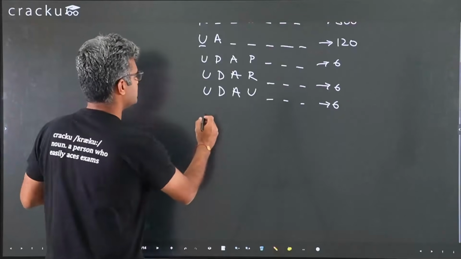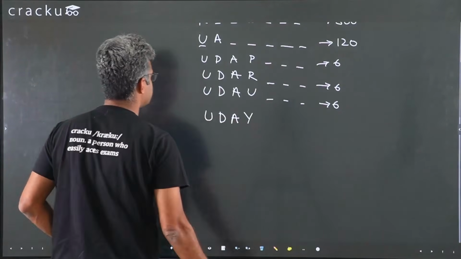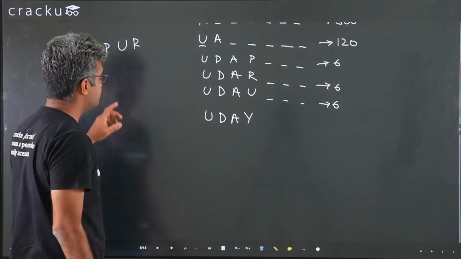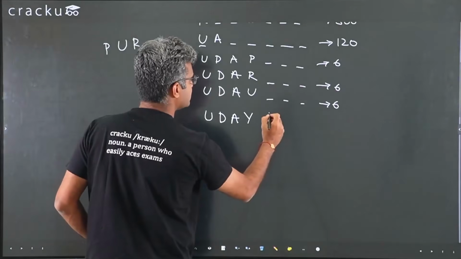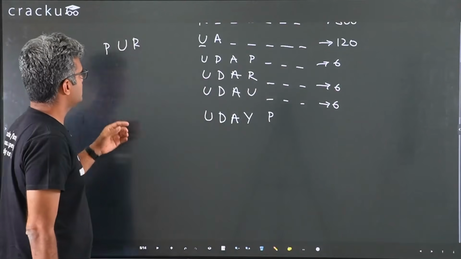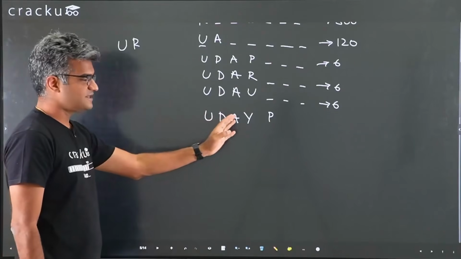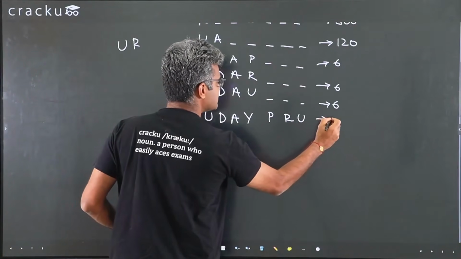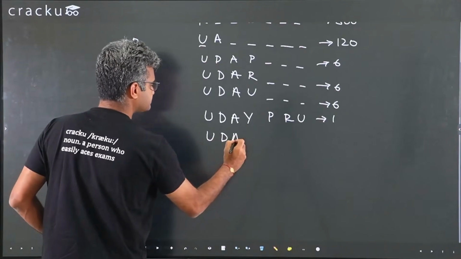Next we are going to get U, D, A, Y, and what are the 3 alphabets that are remaining? We have P, U, R. Now the first amongst P, U, R in the dictionary is P, so again we are going to put it over here. Now we are left with U and R. Udaipur is this letter, but because we can have R and U also possible, this is one other word, and finally we are going to get Udaipur.